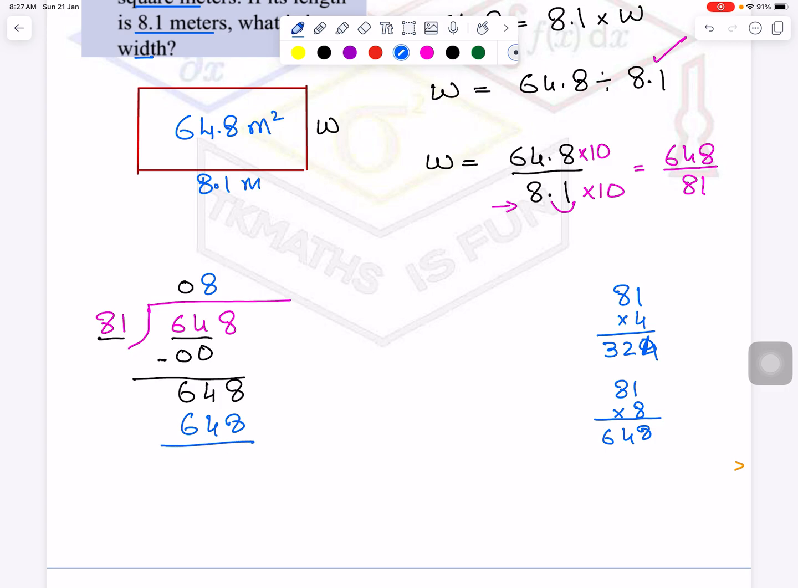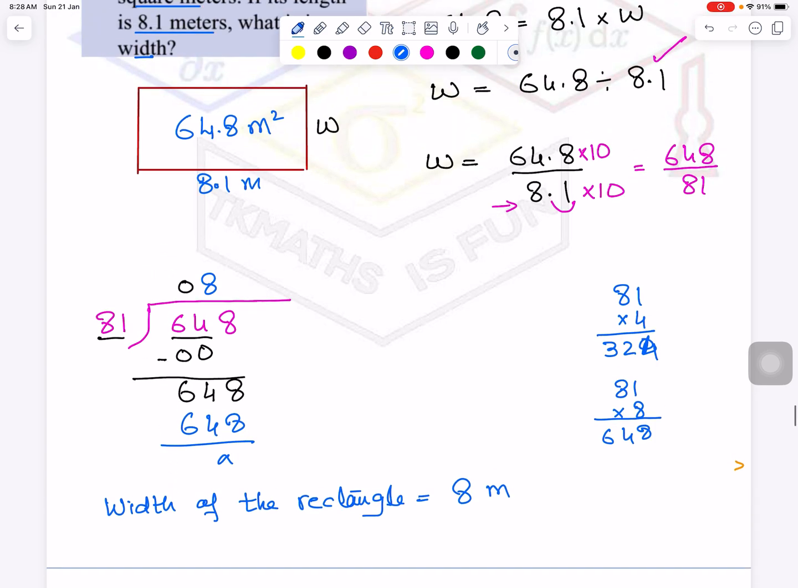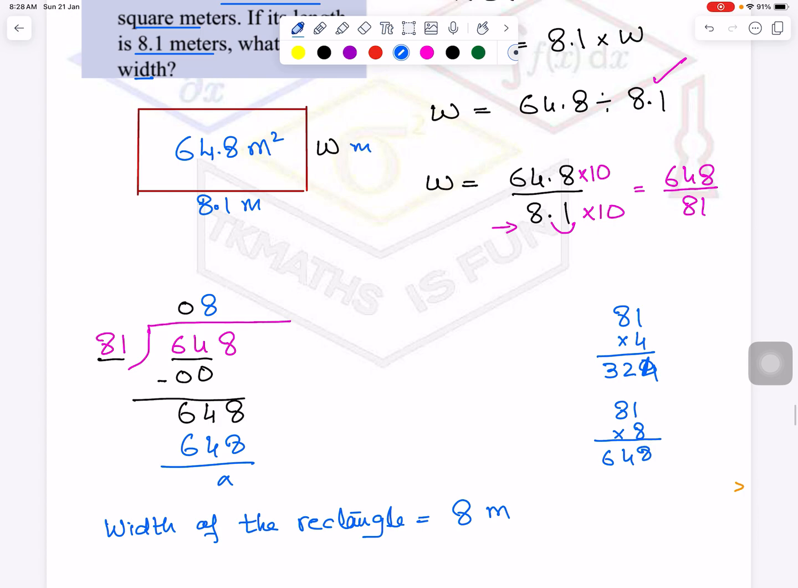So what is the width? Width is, so you can write here in the word problem. I told you it is very important to write the final statement. What is your number representing? So you can say width of the rectangle is equal to 8, but do not just write 8. Don't forget to write the unit, which was meter, right? Because width meter and length meter, when multiplied, becomes square meter.